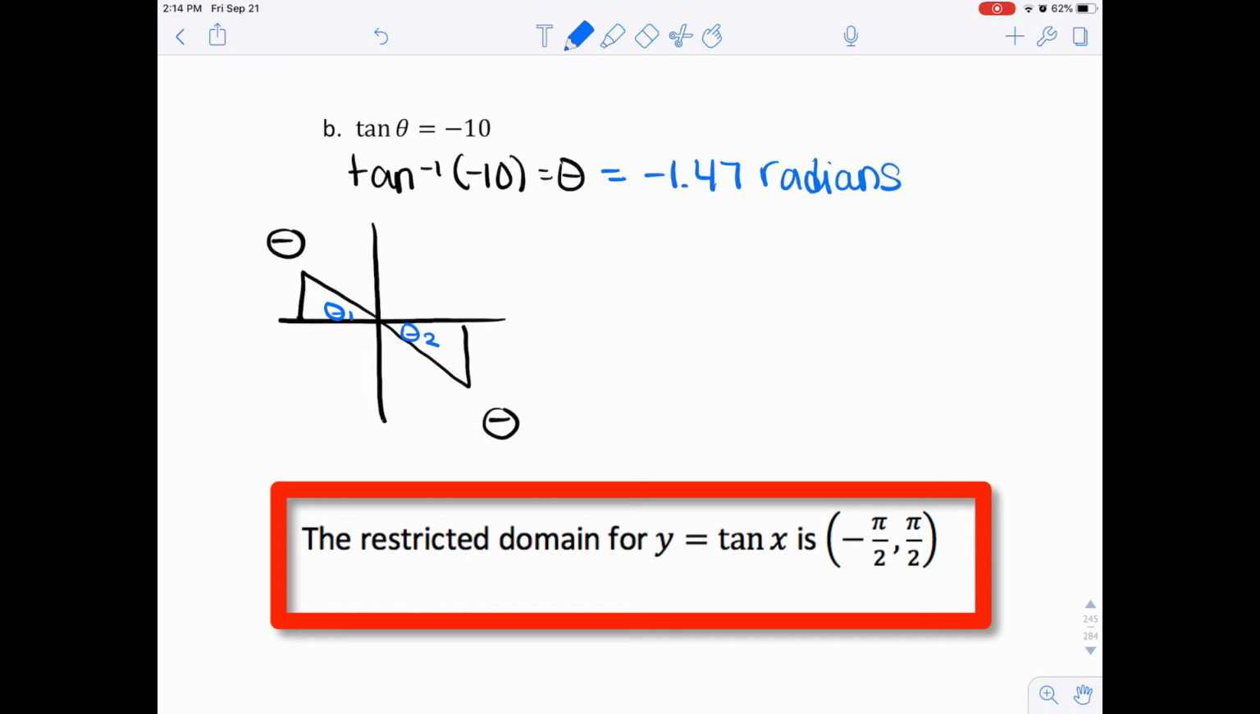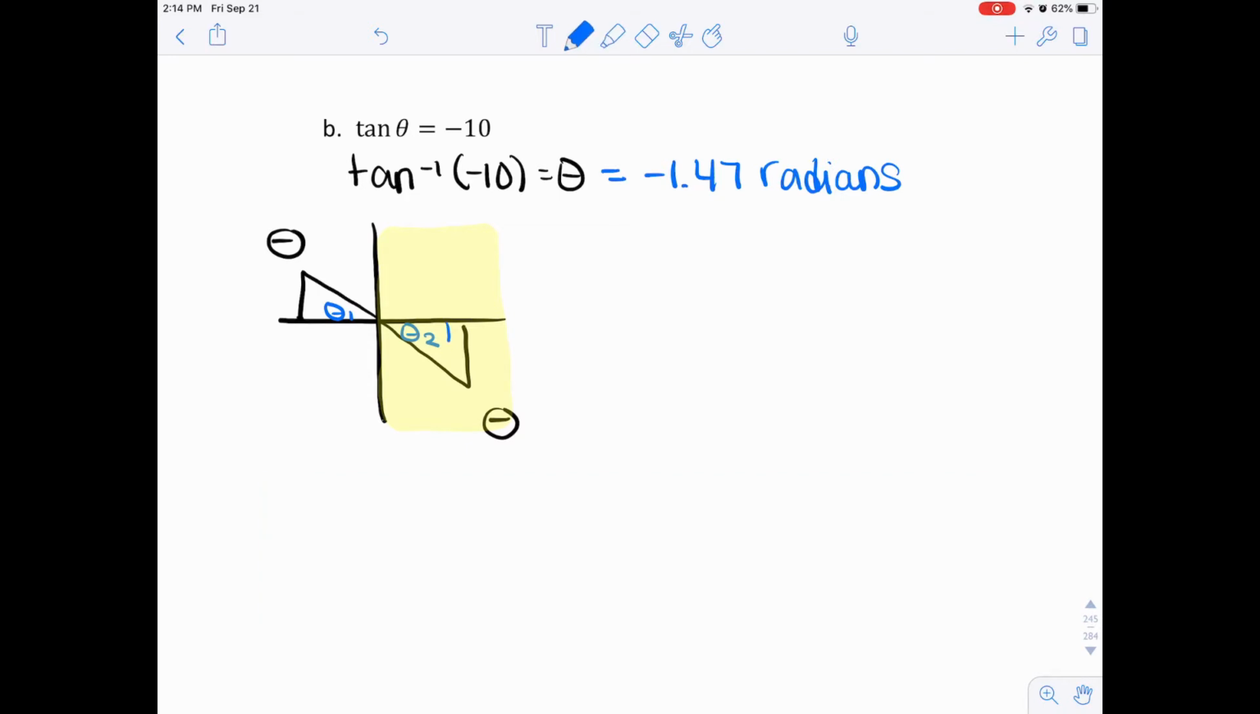This is the case because tangent inverse is defined between negative 90 degrees and positive 90 degrees, or negative pi over 2 and pi over 2. So whenever you have a tangent inverse and plugging in a negative value, the result will always be a negative angle measure. What you want to keep in mind, though, is that this is still the same thing as our reference angle. So we actually found that our reference angle is 1.47.